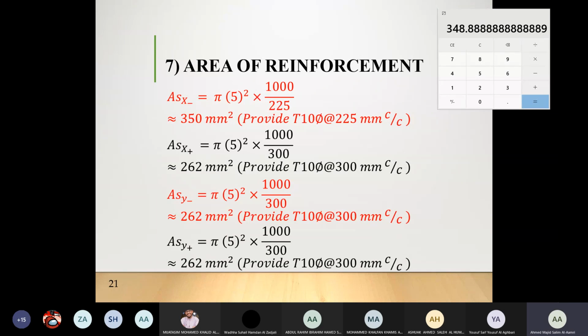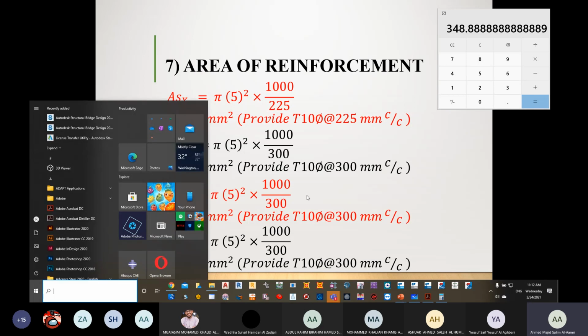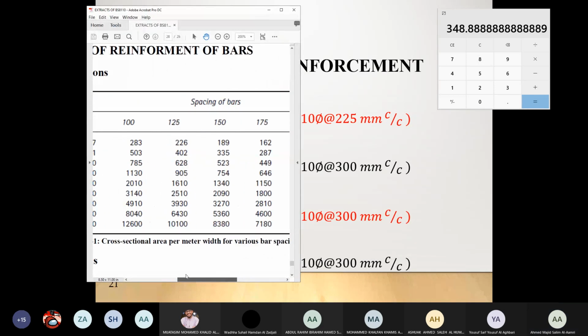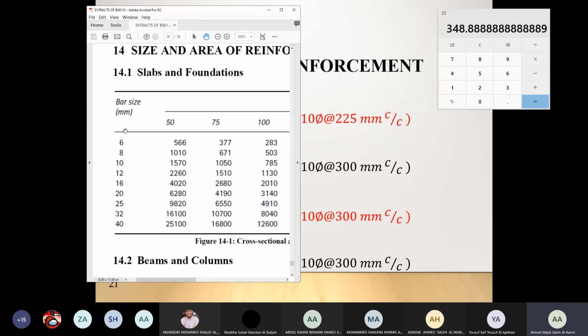Method number one is available, method number two is available. Why have I illustrated method number two? Because not all the bars are available here. You can see we have 6, 8, 10, 12, 16. We don't have 14, and in Oman we use a lot of 14. And by the way, this table is not from the code. This table is only from the books. They have compiled this table.